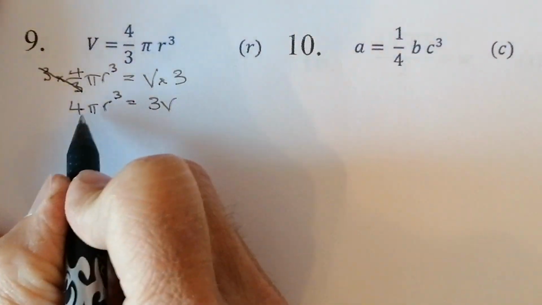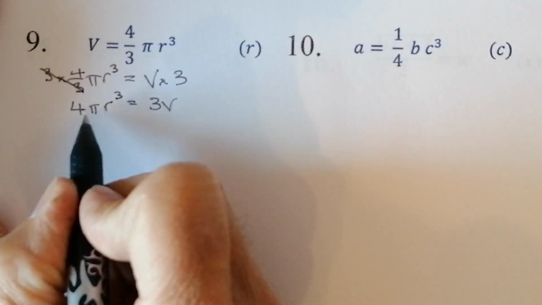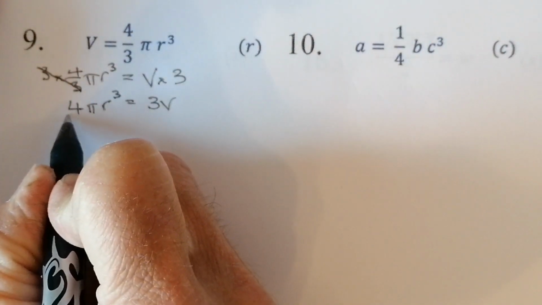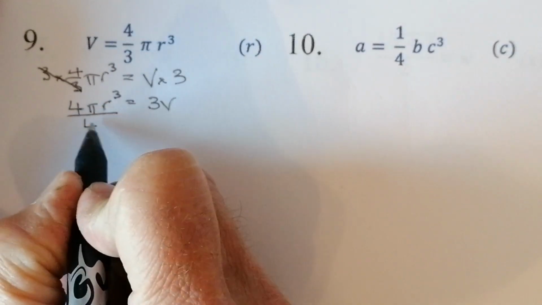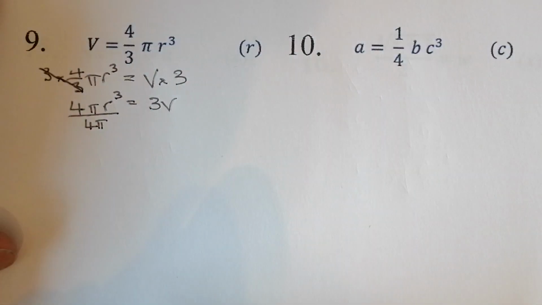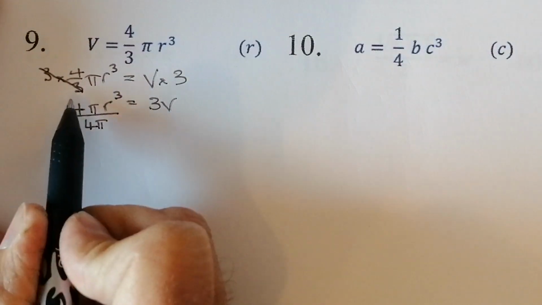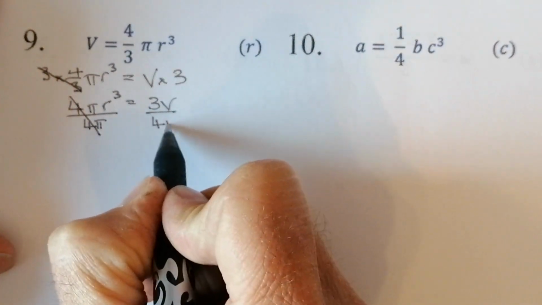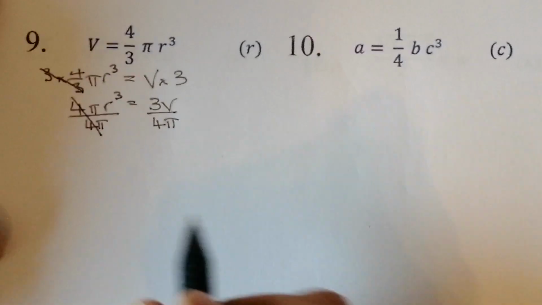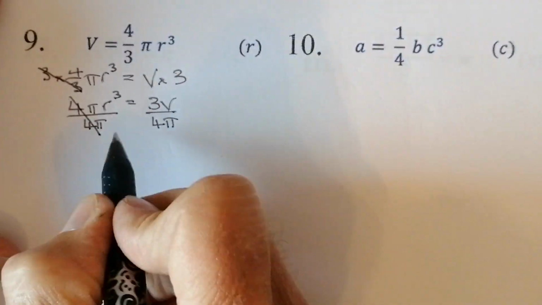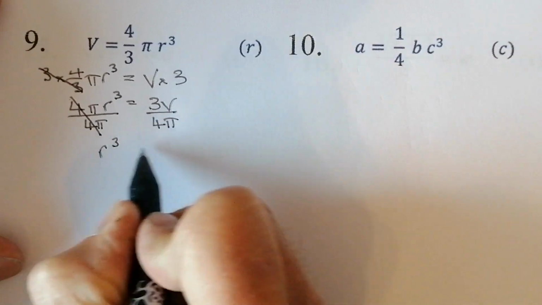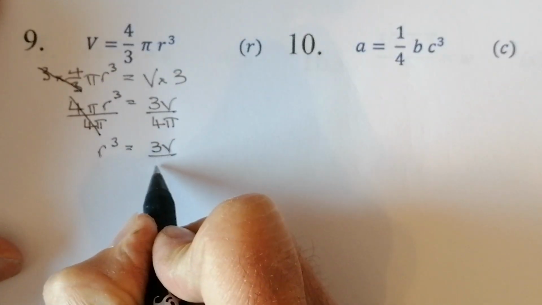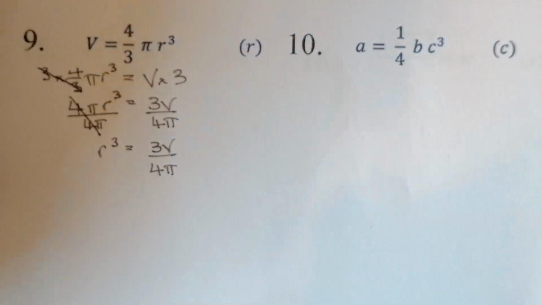What I'll then do from there is I'll divide by 4 because I want to get rid of that 4. But what I could do, just to save a bit of time, I could divide this side here by 4 pi, okay? Because 4 pi divided by 4 pi will be eliminated here, and I'll divide this side by 4 pi also, okay? So what that leaves me on the left hand side is r cubed is equal to, and that's going to be 3v all over 4 pi.